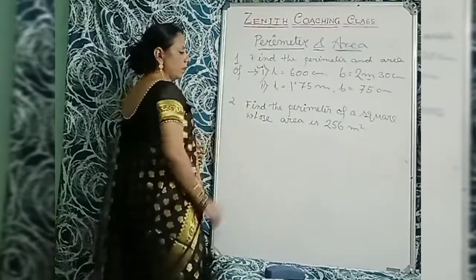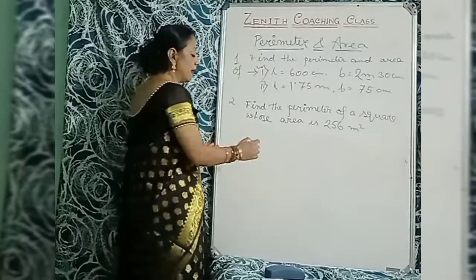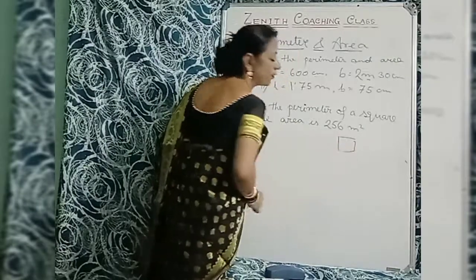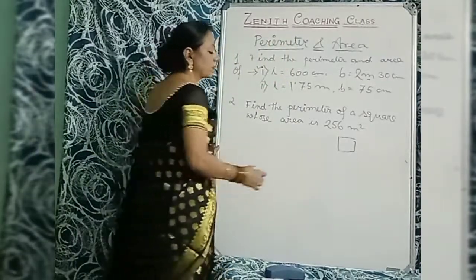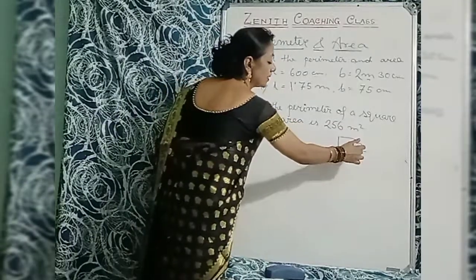Find the perimeter of a square whose area is 256. Let the side of the square be S meter. You have to write fast. Because it is meter, so it's S meter.